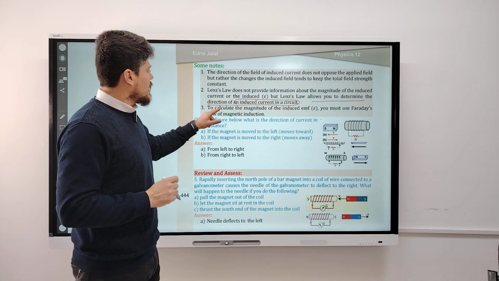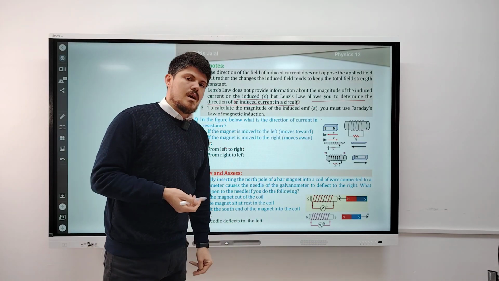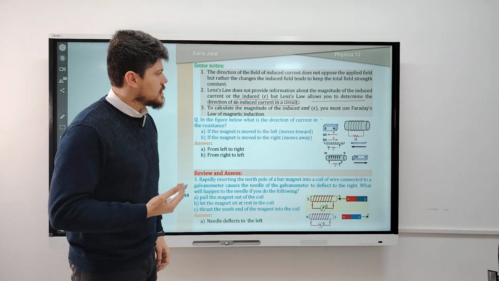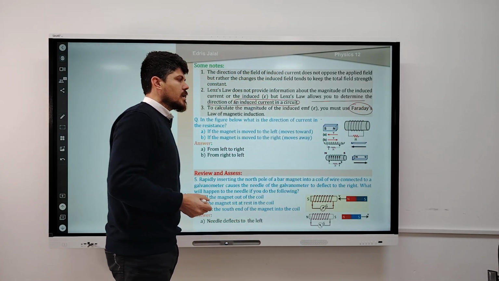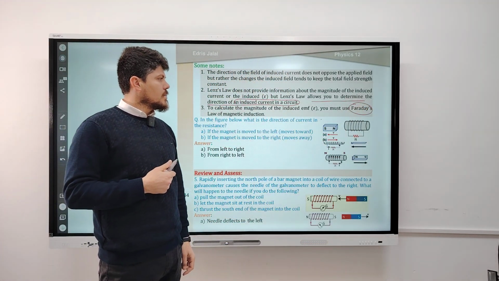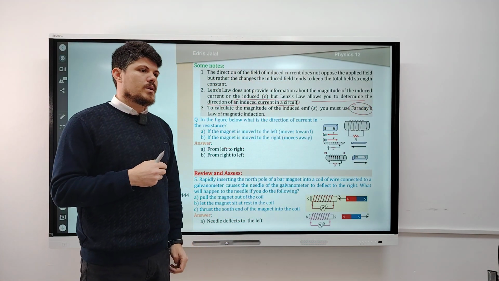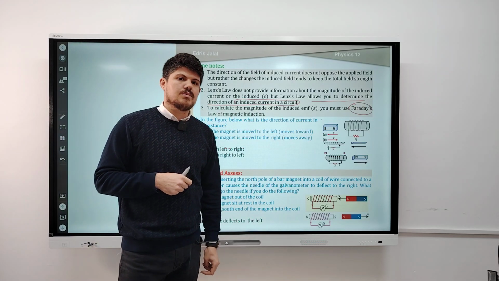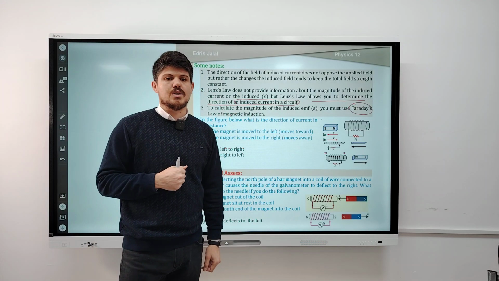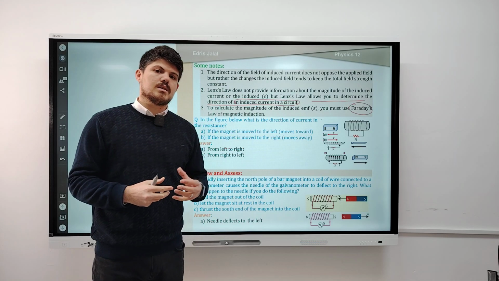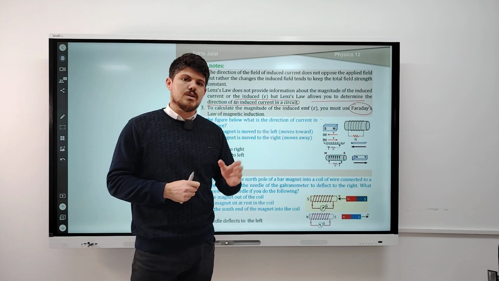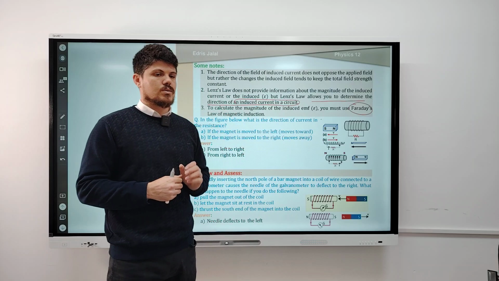To calculate the magnitude of the induced EMF or induced current in the circuit, we have to use what? Faraday's law. So if in the exam they ask which of the following scientists discovered the magnitude of the induced EMF and the current? Faraday. Which of the following scientists discovered the direction of the induced current? Lenz.